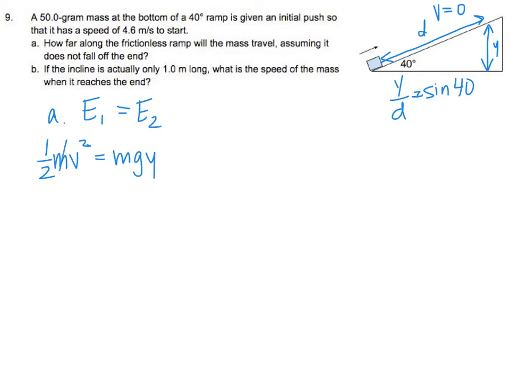Notice that our masses cancel out again. So 1/2 times our initial speed of 4.6, make sure we square it, is going to equal 10 times y, and again, I could find y first, or I could substitute d times the sine of 40 and solve for d instead. And if I do that, we end up with d being 1.65.